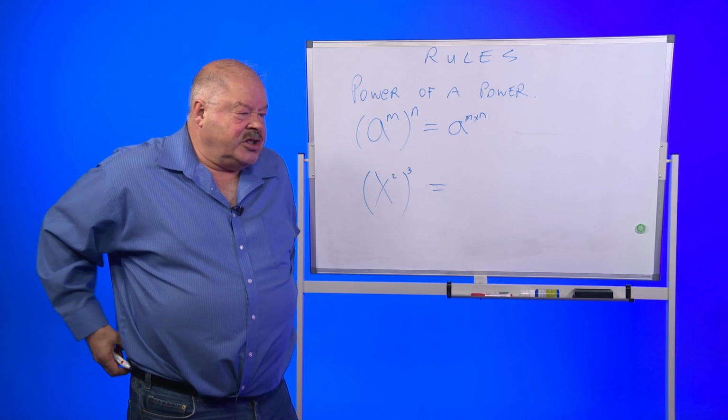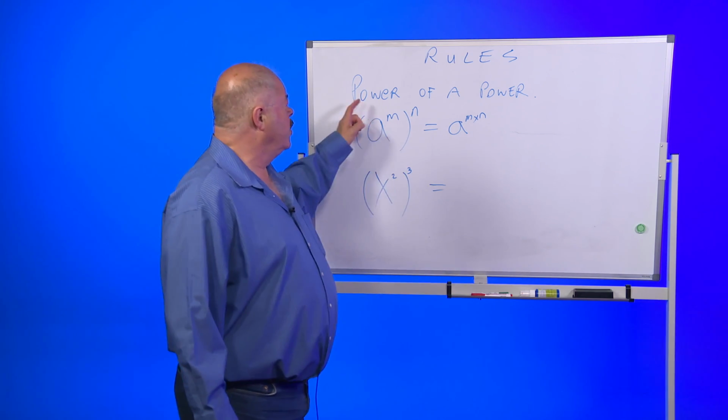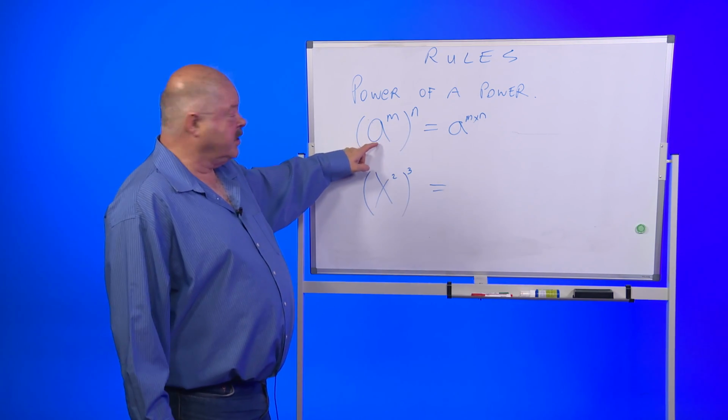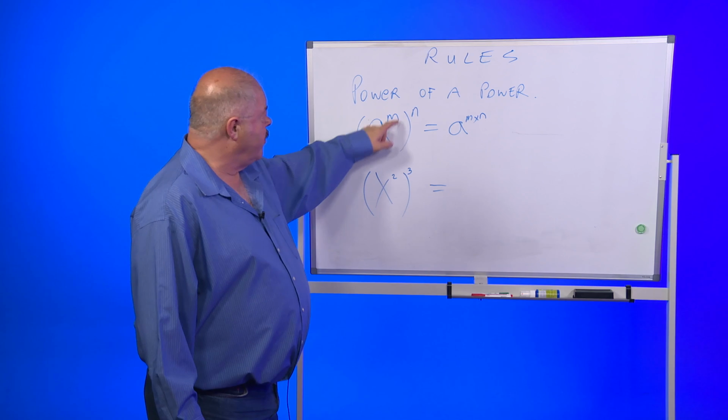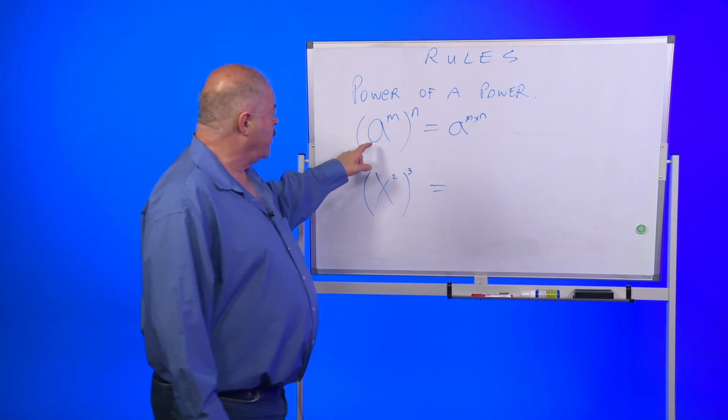Welcome back, Dr. Second Chance here, and we're talking about rules of exponents. Here's the second one, the rule of a power of a power. This is when you have a situation of a to the m, all to the nth power. In this case, you multiply.